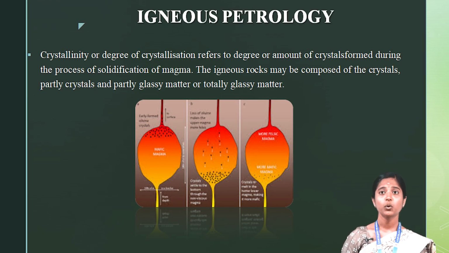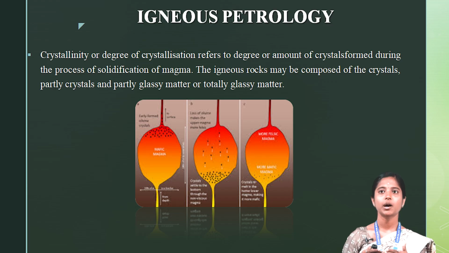Next, we will discuss crystallinity. Crystallinity or degree of crystallization refers to the degree or amount of crystals formed during the solidification of magma. If the magma is solidified, how the crystals are formed, and at what temperature the crystals are formed, are described in the crystallinity or degree of crystallization.